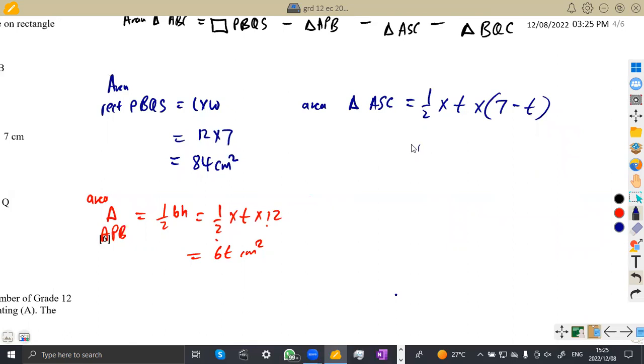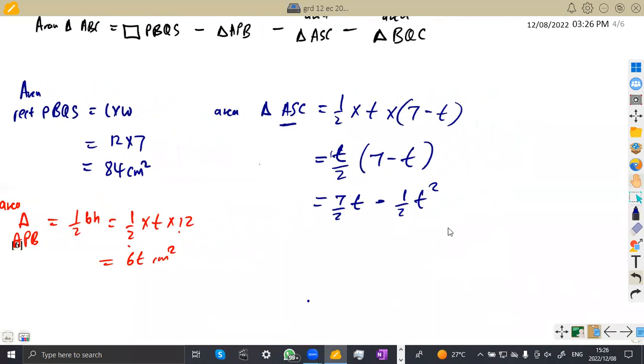All right, so half of T is the same as T over 2. This is the same as T over 2 into 7 minus T. At this stage, we are supposed to expand the brackets. That's T over 2 times 7, which is 7 over 2 T. T over 2 times minus T, that's minus 1 over 2 T squared, or minus T squared over 2. All right, so this is the area of triangle ASC.